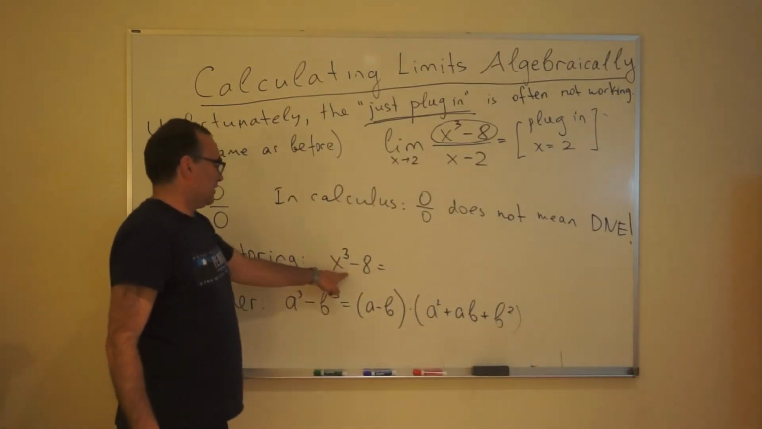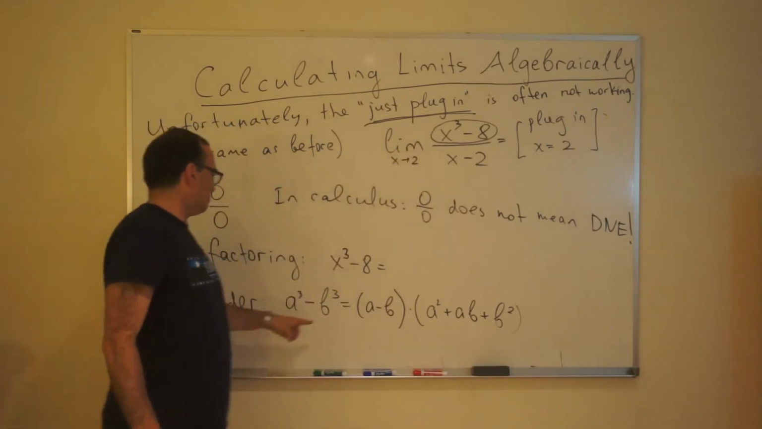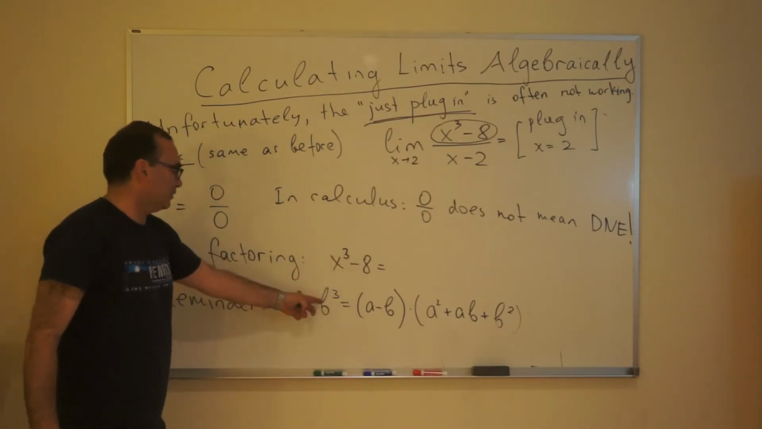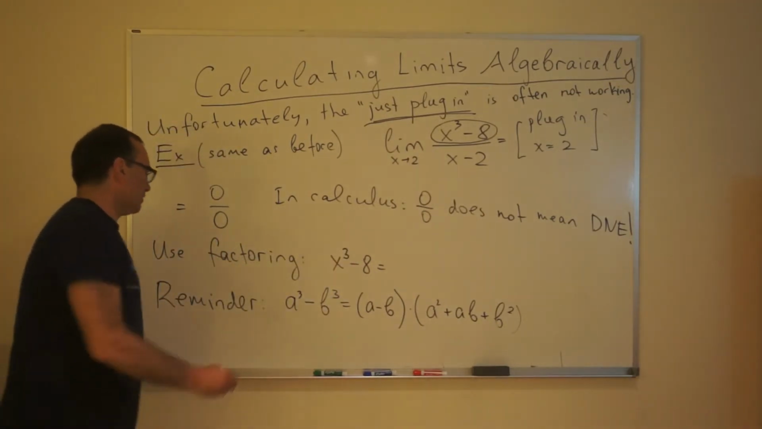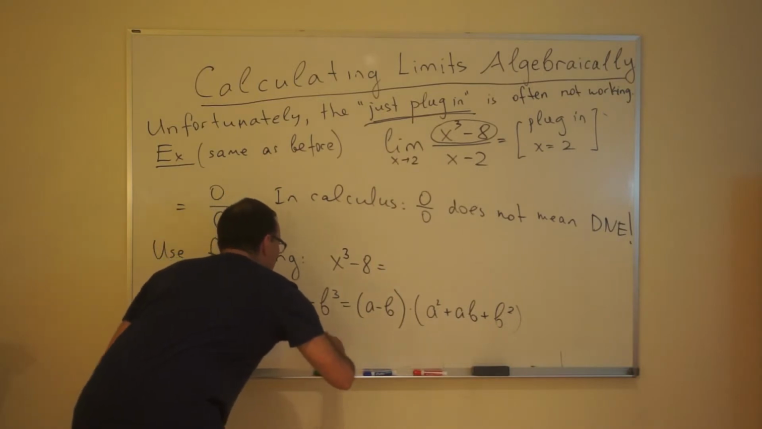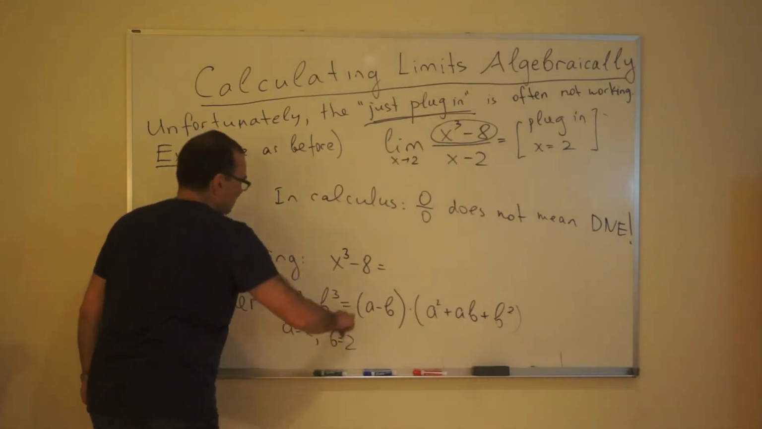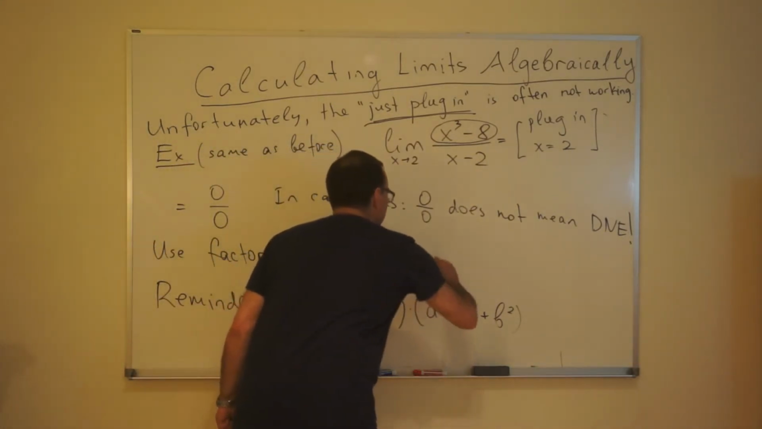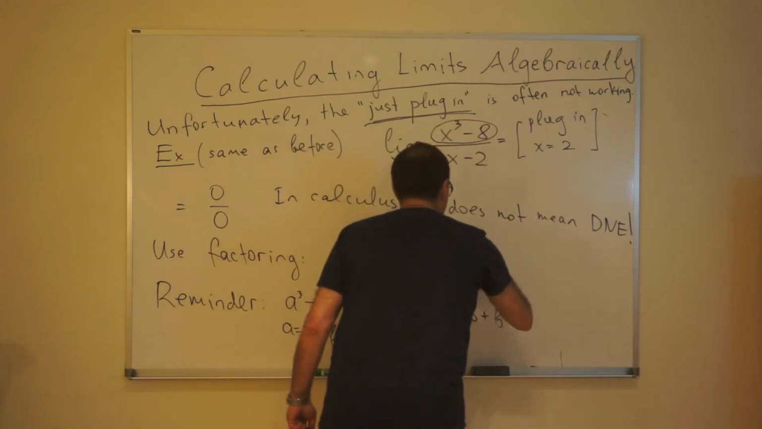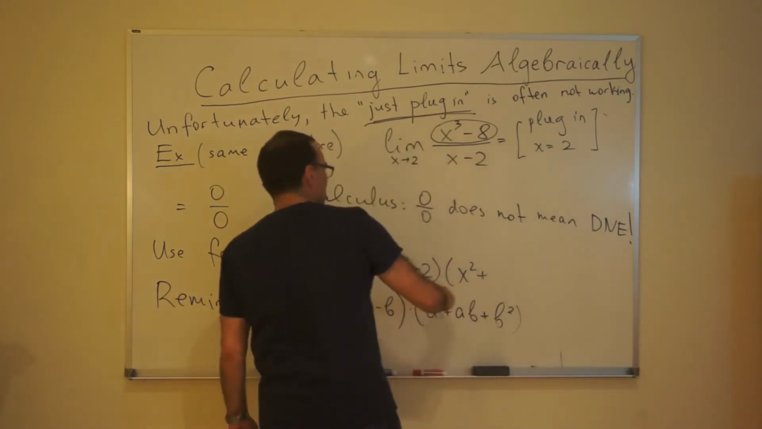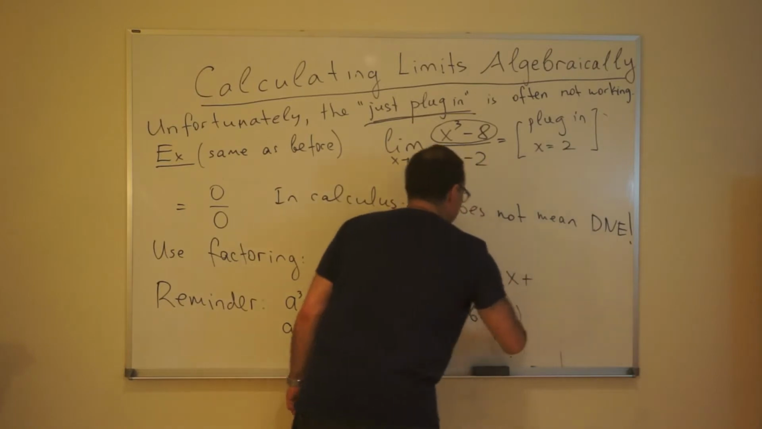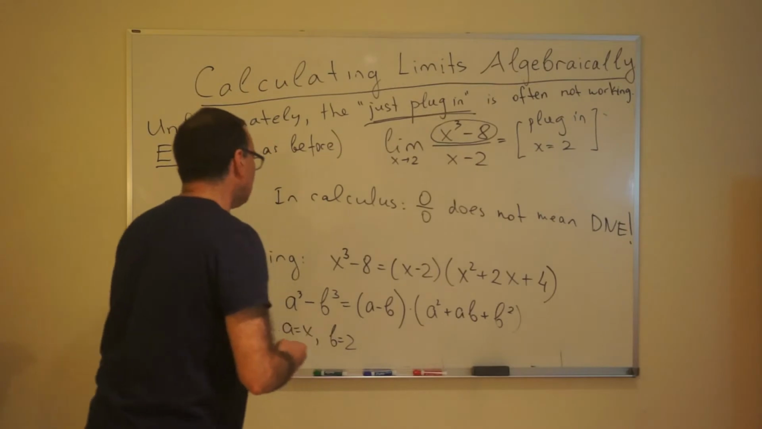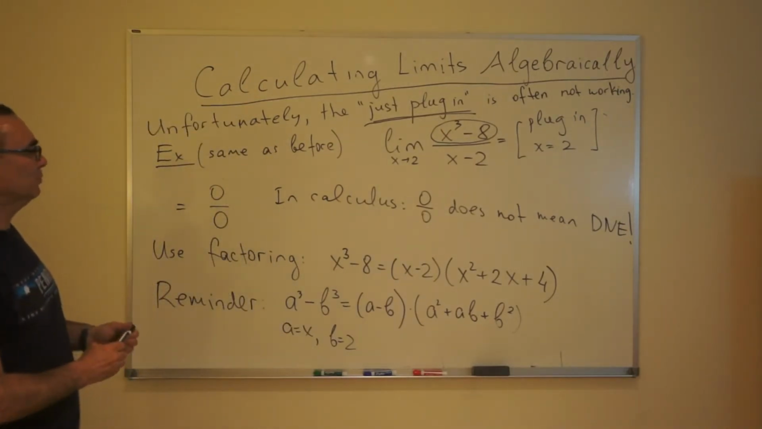Now this exactly matches the numerator of our limit, because if you say a is x and b is 2, then b cubed is 2 cubed, which is 8. And using this substitution, we can easily see that x cubed minus 8 can be factored as x minus 2 times x squared, because a squared plus ab will be 2x, and then b squared, because b is 2, so b squared is 4. So that's how we can factor the numerator.